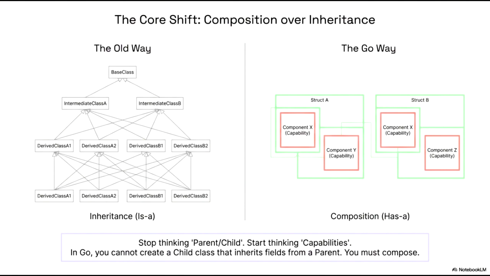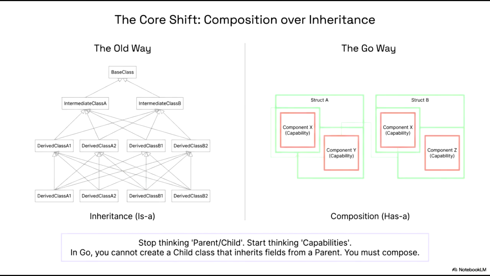In contrast, the Go way focuses on composition, or has-a relationships. Instead of building rigid hierarchies, we build structures by combining smaller, reusable components that represent specific capabilities. As shown in the diagram, struct A and struct B can both utilize component X while maintaining their own unique capabilities through components Y and Z.